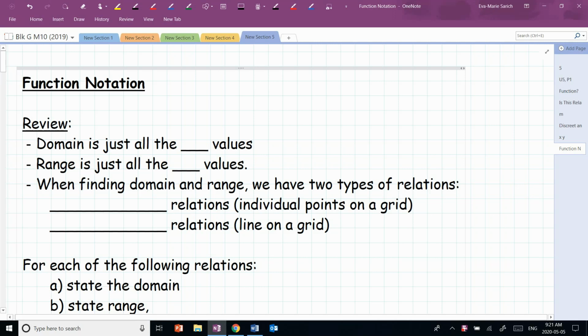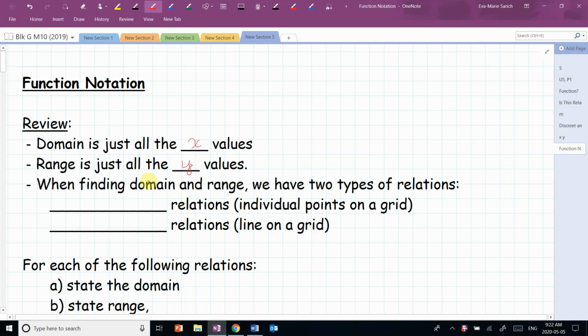Hello, grade 10s. Today's lesson, or this week's lesson, is on function notation. I want to start with a bit of a review from last week, reminding you that domain is just all of the x values, and range is just all of the y values.